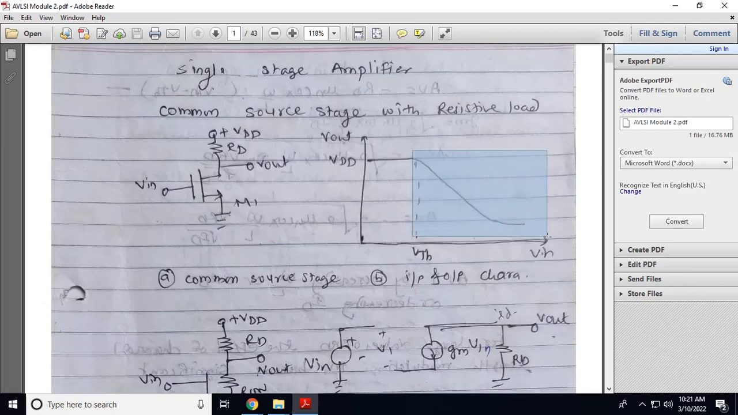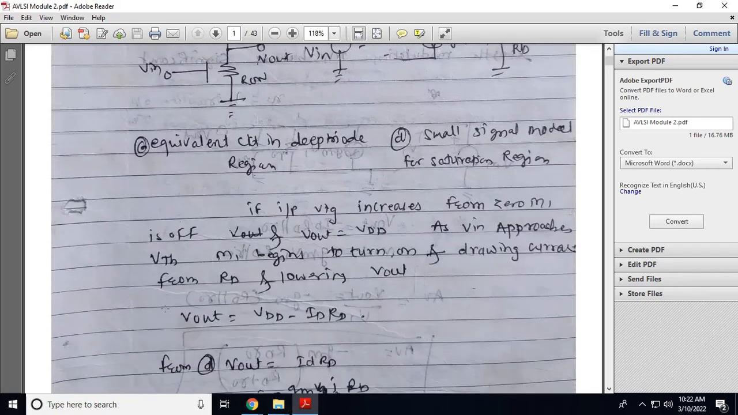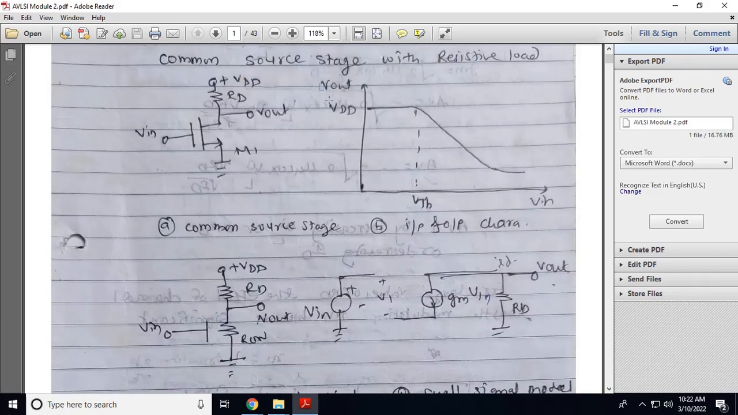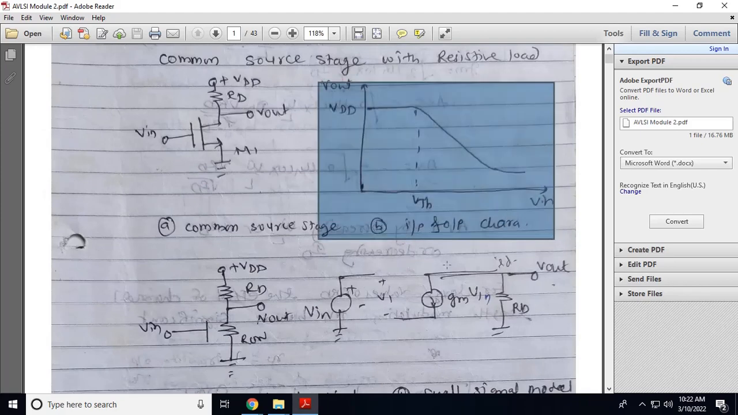So for this region, when input is equal to VTH, the channel is created and electrons move from source to drain, so drain current starts to flow in the MOSFET and V out goes on decreasing when you increase V in, because ID increases. We can refer to this equation, V out is equal to VDD minus ID into RD. Whenever this drain current increases, output voltage will decrease, and ID will increase when input voltage increases. So this is the output characteristic for the common source stage with a resistive load.